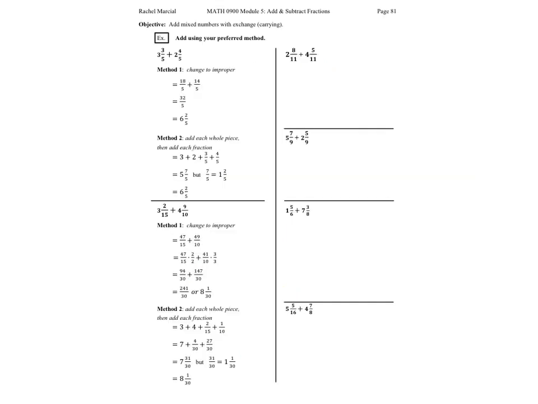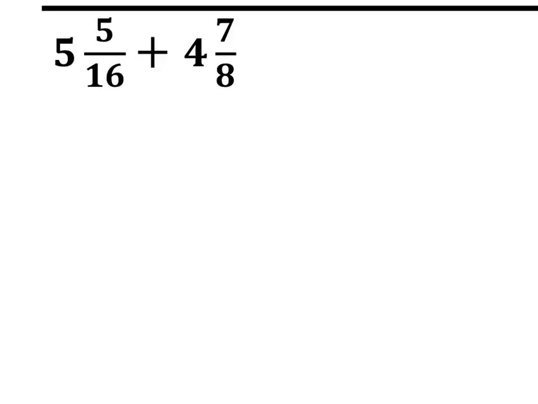Alright, to start this page off, I'm going to actually start at the bottom. I guess just because for now, actually. Now you get to choose, again, just like we did on the last one, you can choose whichever method you like. Doesn't matter to me. I'm going to use, on this example, I'm just going to add the whole numbers first. 5 plus 4 is 9. And then I'd have 5/6 plus 7/8.